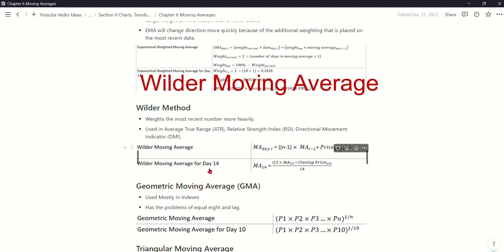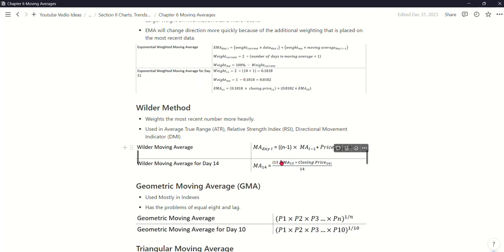Wilder moving average for day 14, how is it calculated? There are three components here. Number one, the number of days. Number two, the last or latest moving average. Number three, the closing price. The last moving average is multiplied by 13, and the closing price for the current day is added, and the result is divided by 14, which is the number of days for which we are calculating the Wilder moving average.